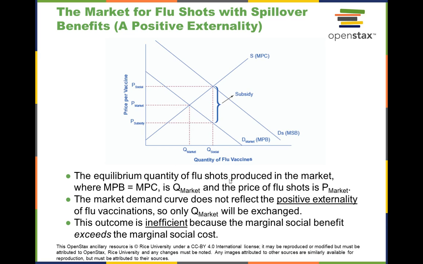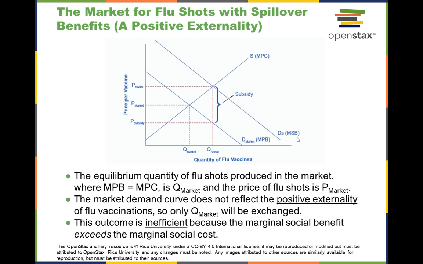The equilibrium quantity of flu shots produced in the market, where MPB equals MPC, is going to result in only this much quantity, the quantity of the marketplace being produced, which is less than what is best for society. And this would be the price.